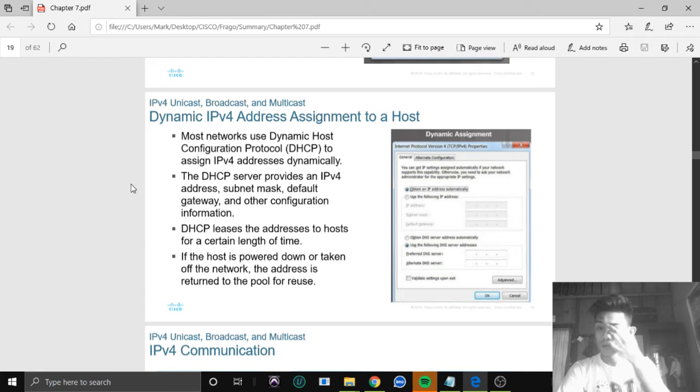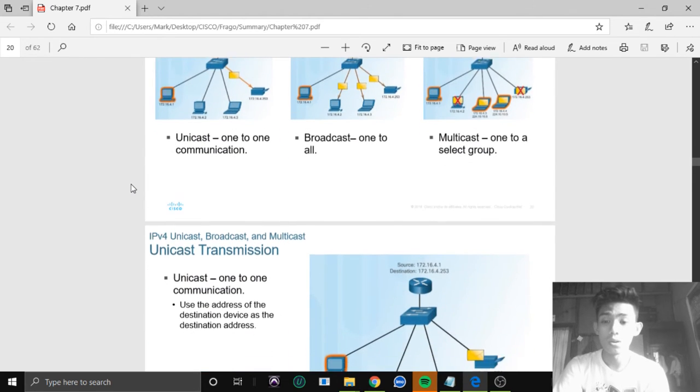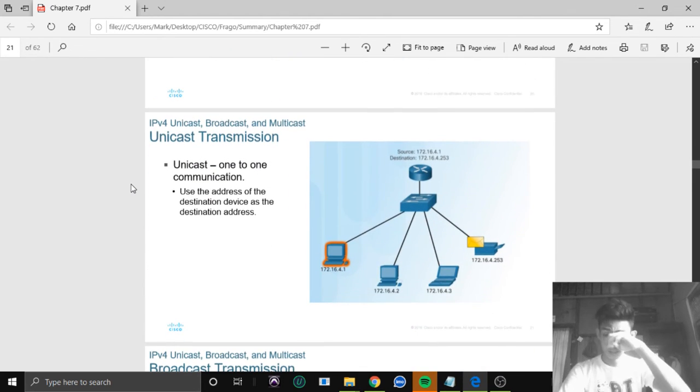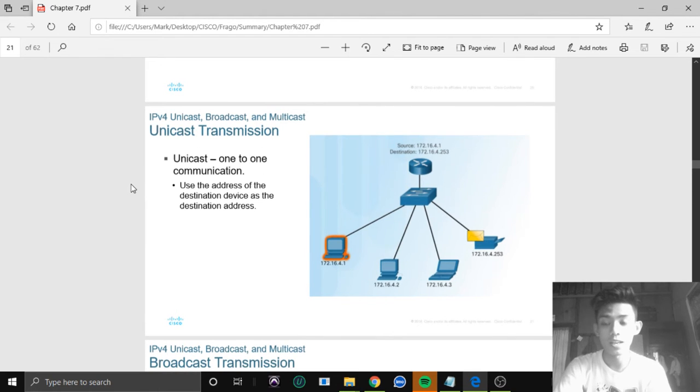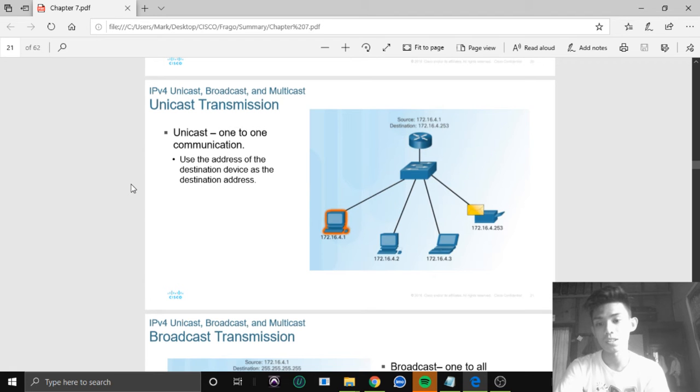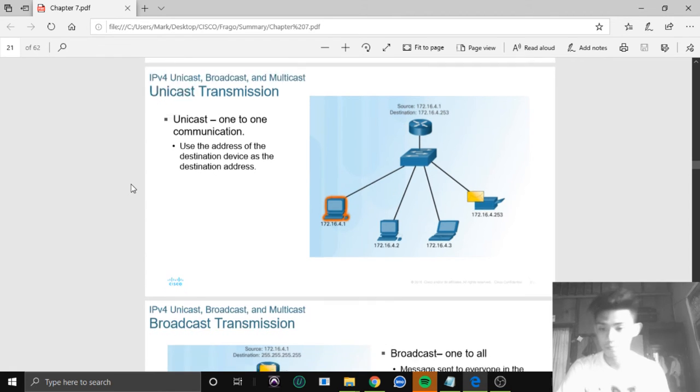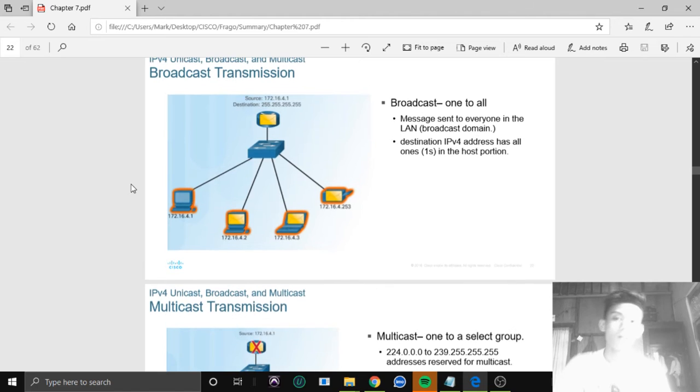So, dynamic IPv4 address assignment to a host. Let's proceed to this one, guys. Unicast transmission. Unicast is one-to-one communication. It uses the address of the destination device as the destination address. Broadcast transmission is one-to-all. It means the message is sent to everyone in the LAN, and the destination IPv4 address has all ones.